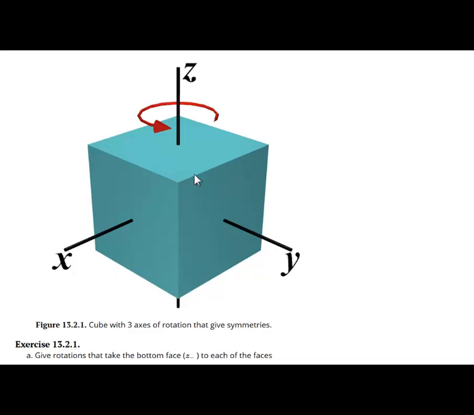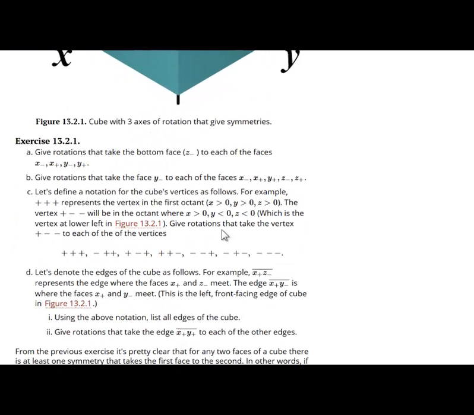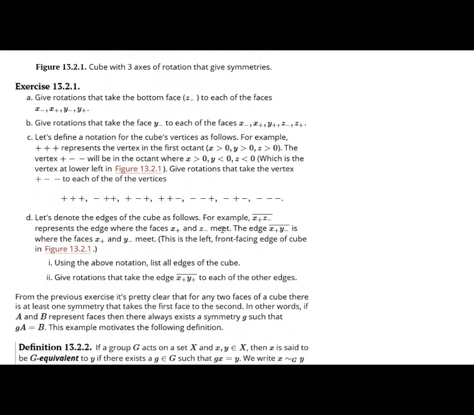This edge here, for instance, would be z plus y plus, because it is the intersection between the face z plus and the face y plus. All right, so that gives me a way to specify edges. So your first task is to list all the edges. Then you want rotations that take this edge to each of the other edges. Since there are 12 edges, there's going to be 12 rotations.